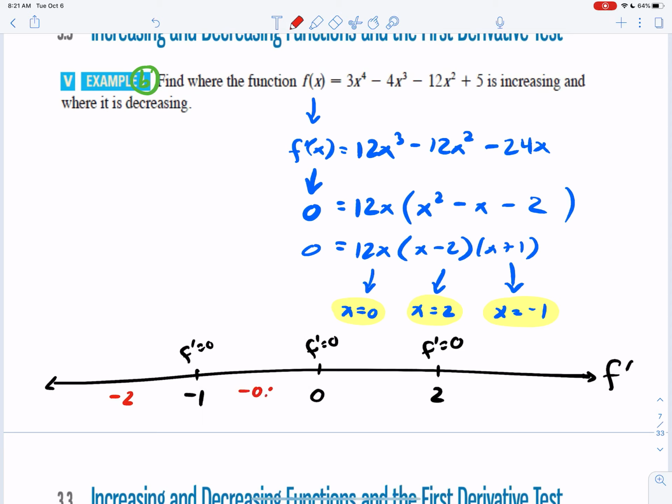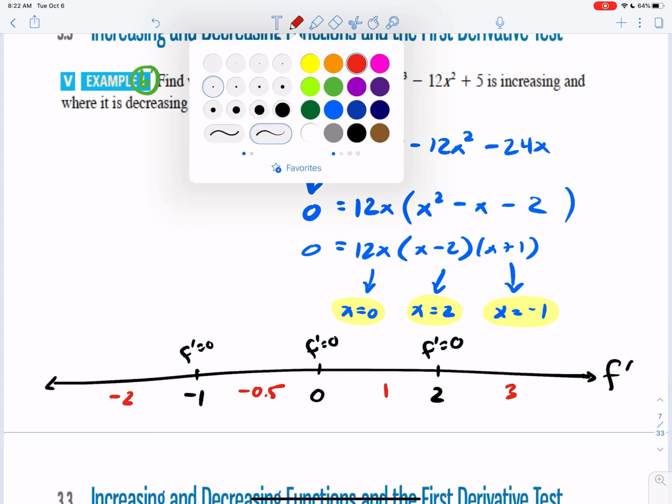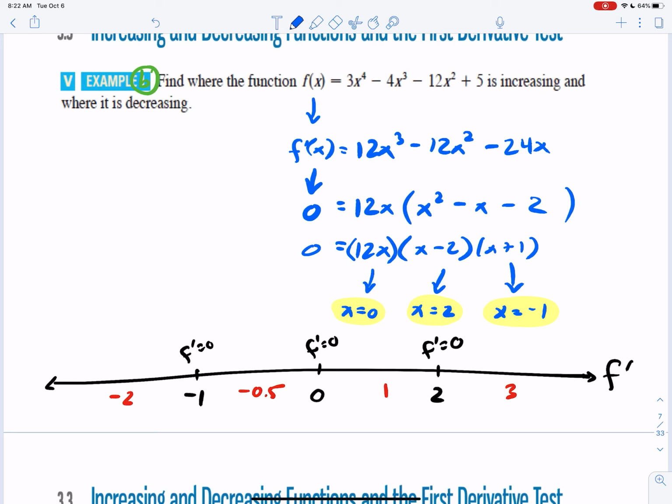Negative 2, negative 0.5, 1, and 3. The worst thing you can do is to pick a value that doesn't belong there because it throws off everything. So make sure that you're picking a number that is clearly in that interval. All right, so here we actually have 3 factors. Notice how I grouped that right there. So I'll draw out the skeleton here. We have 3 factors. And when it's in factored form, it's very easy to find out what the sign comes out to. So you're always shooting to use the most factored form.